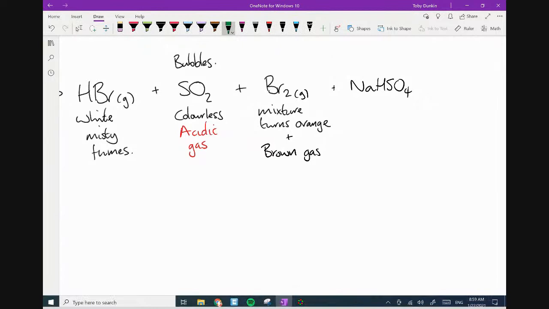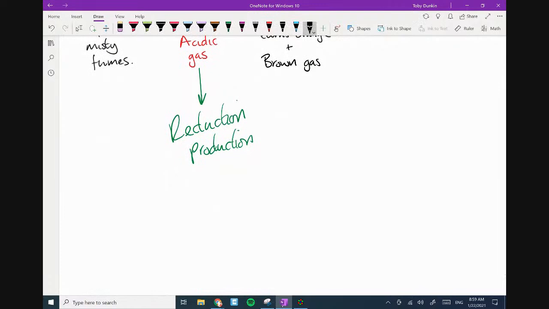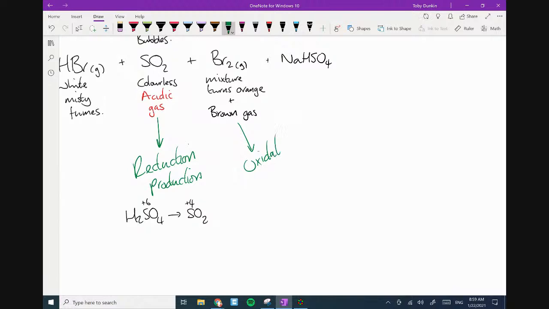This one here is the reduction product. Why? Because we've gone from sulfuric acid, sulfur plus 6, to SO2, plus 4. It's been reduced in oxidation state. The bromine, on the other hand, is the oxidation product, because we're going from Br minus up to Br2. Does that make sense? And this is going from minus one to zero. Is everyone okay with that?